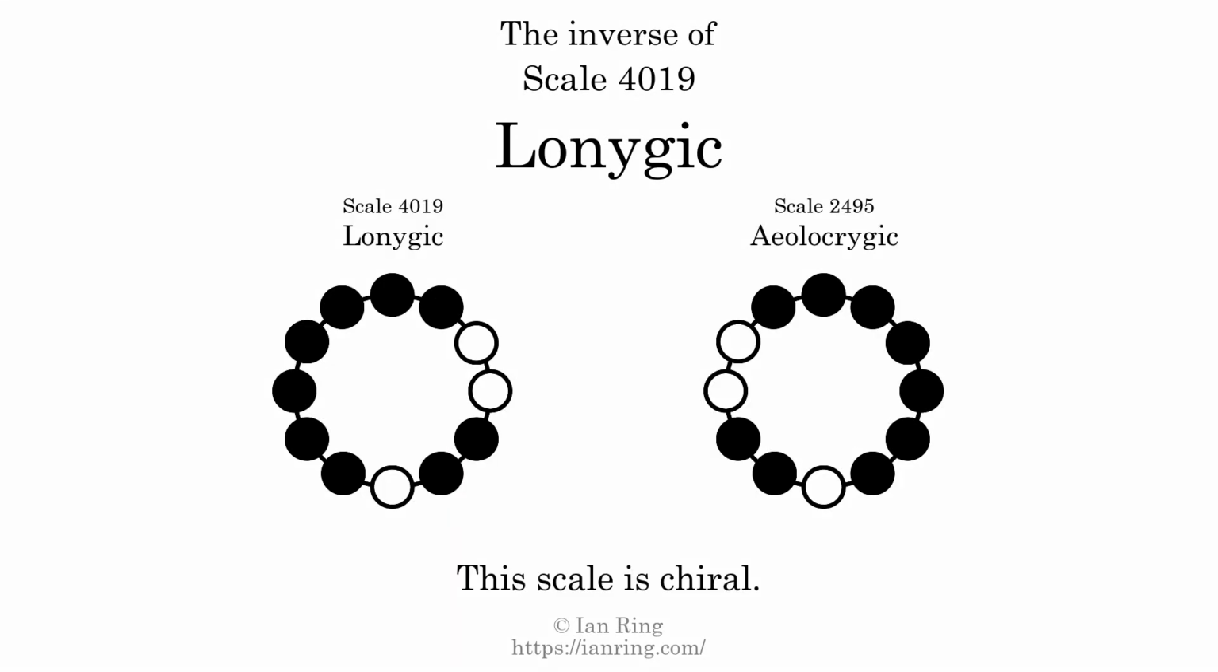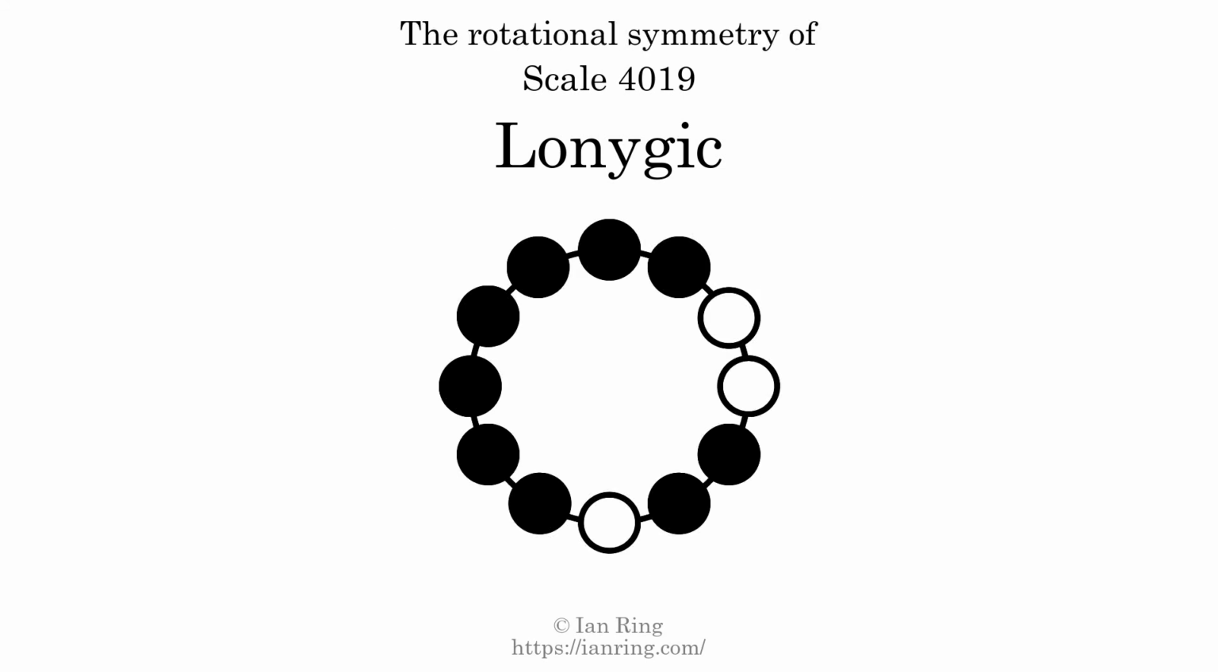The inverse of a scale is a mirror image. It is what you get when the sequence of intervals is reversed. The inverse of this scale is scale 2495, also known as Lonygic. This scale is chiral. It cannot transform into its inverse by rotational transformation. This scale has no rotational symmetry.